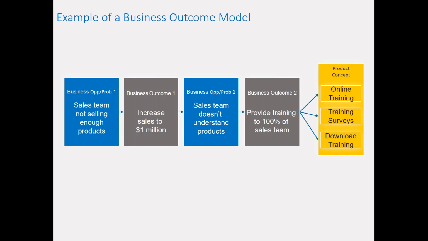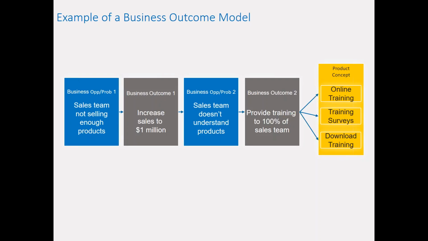Okay, that makes sense. If they don't understand the products well, they're having a hard time selling them. So we can now set an outcome at that second level of problem, something a little bit more detailed than just increasing sales. Here we're going to actually set a training goal. So in this particular case, the goal was provide training to 100% of the sales team, thinking if we trained them, that would educate them, they would know the products, and they would be able to sell more.